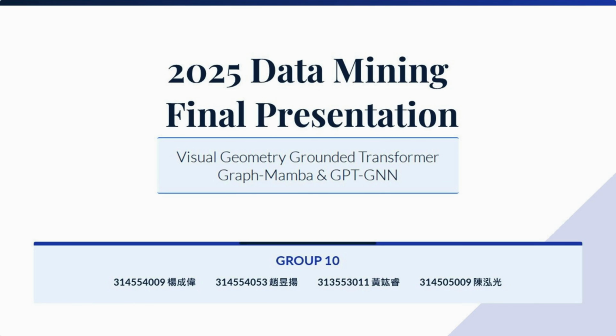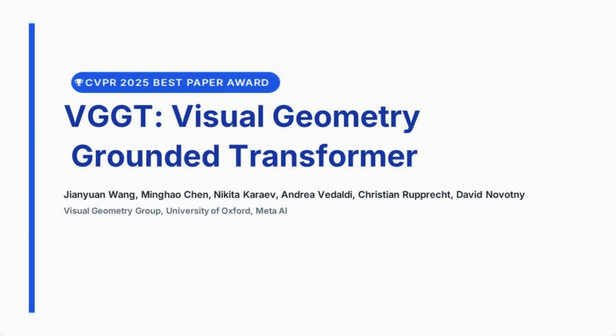For today's final presentation, we will introduce three top-tier conference papers: Visual Geometry Grounded Transformer, VGGT; Graph Mamba; and Generative Pre-Training of Graph Neural Networks, GPT-GNN. These works represent major advances in 3D vision, graph sequence modeling, and graph pre-training. I will begin with the first paper, VGGT, the CVPR 2025 Best Paper.